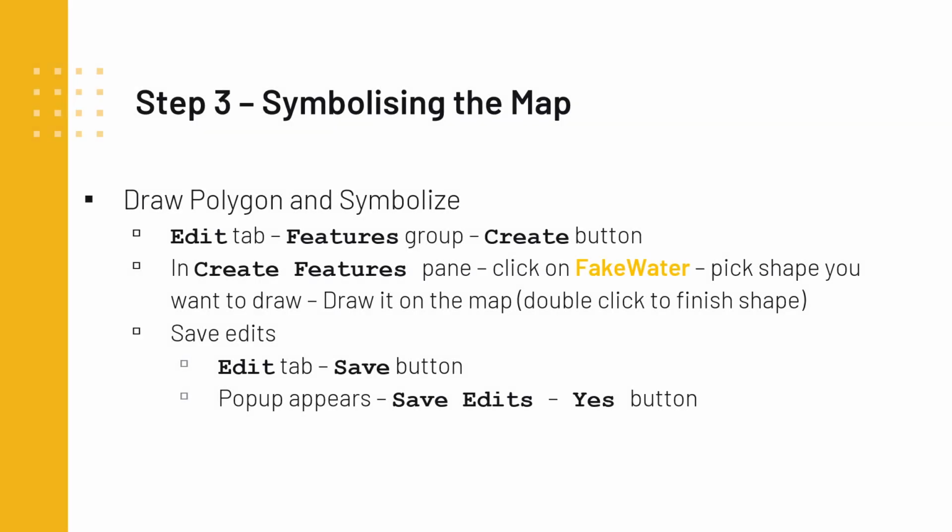Now that we have the new layer created, we need to edit it. So go to the Edit tab at the top of the page. In the Features group, choose the Create button. The Create Features pane is going to open on the right. Click on Fake Water. Pick the shape you want to draw, then draw it on your map, double-clicking to end it. When you're finished, you want to save your edits. Go back to the top at the Edit tab and choose the Save button. The pop-up appears about saving edits. Say Yes.